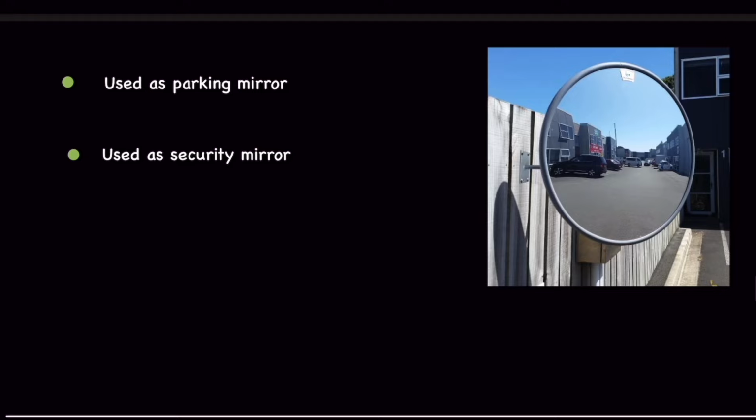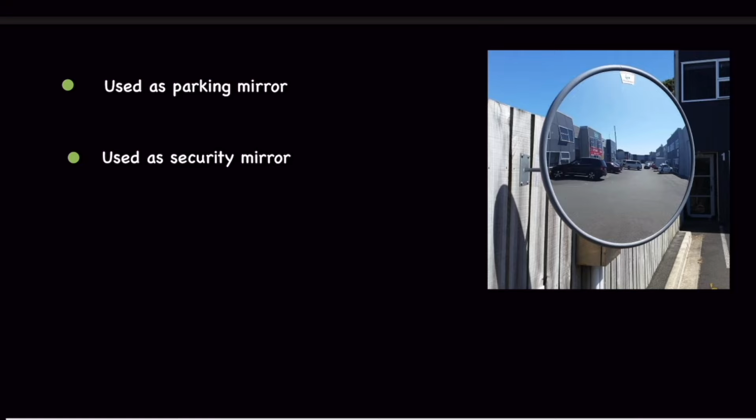Next use is, it is used as a parking mirror. This is a parking mirror. So if we have to see which car is coming, we can easily see through this. And here viewing angle is more, so we can easily cover the complete road. Second, it is also used as a security mirror. So these are the uses of a spherical mirror.